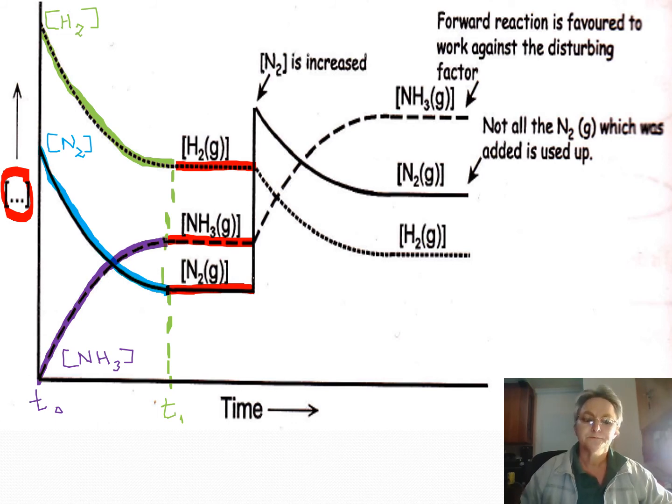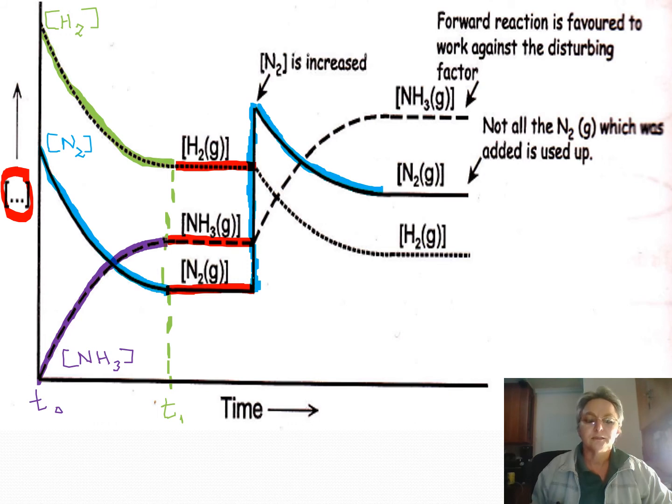Now here, at that point, there was nitrogen added to the reaction. So the concentration of nitrogen went up. Okay? Then to establish the new equilibrium, the forward reaction is favored in order to decrease the amount of nitrogen.